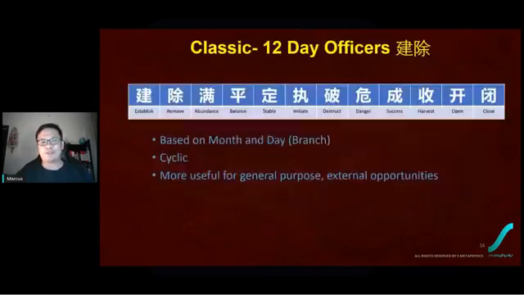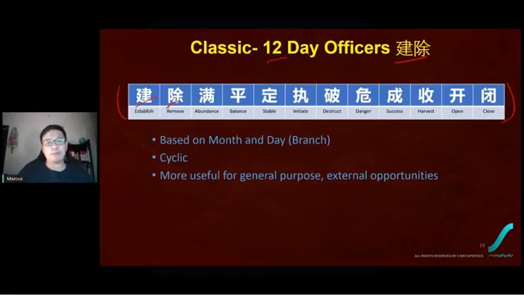In every date selection, you need to be very familiar with one of the most basic things, called the 12 days officer in some English texts, but in Chinese the official word is 12建除. Why 建除? Because there are 12 of them, and it starts with 建, then 除. No brainer. With this 12-day officer, each of these 12 days goes in a certain cycle based on the month and the day branch.